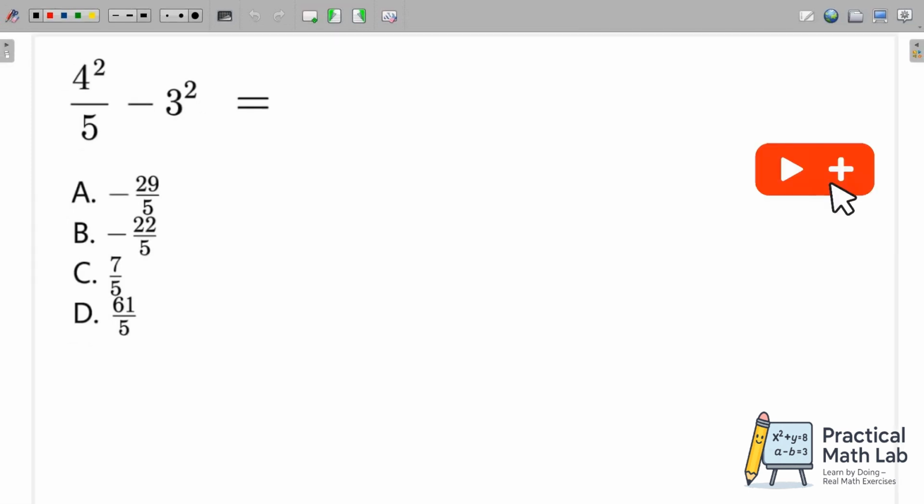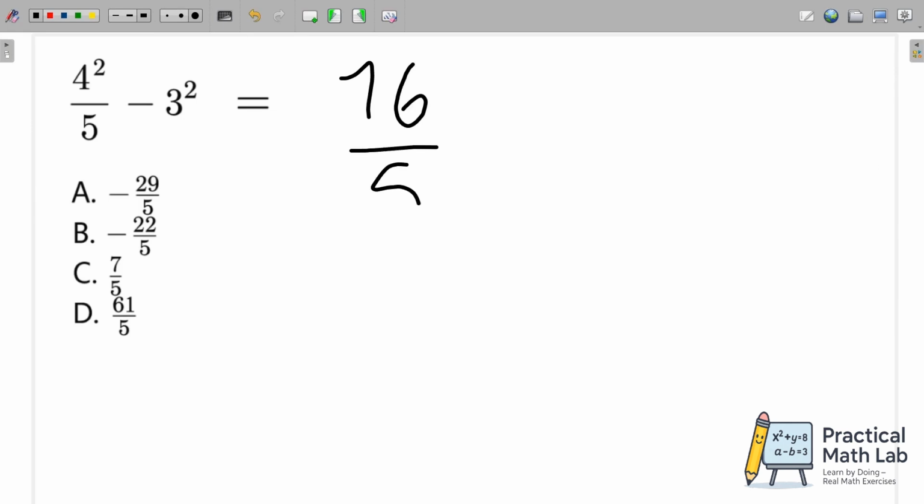Today, we're going to solve another exam question. First, we have to solve the exponentiation. 4 squared is 16. 16 over 5. 3 squared is 9, so we have minus 9.